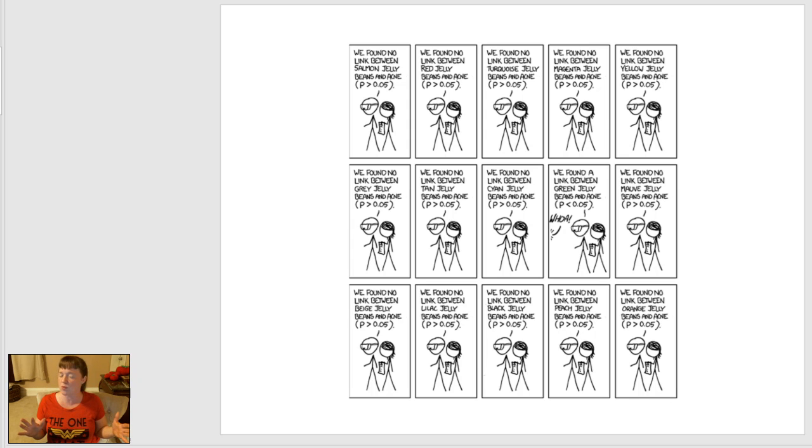But then something weird happens, right? We seem to find a link between eating green jelly beans and acne, p less than 0.05. Wait, what? But they find this weird link, right? And so then they do it with mauve, and there's no link in beige, and there's no link in lilac, and there's no link in black, and there's no link in peach and orange. So what is this? Do green jelly beans really cause an increase in acne?